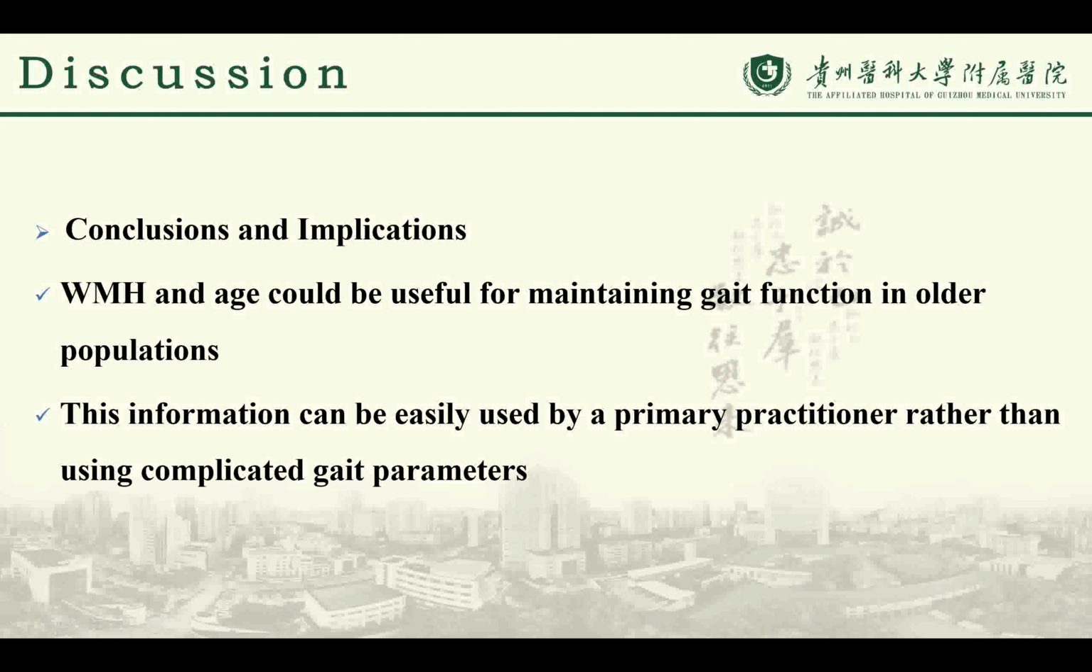From a clinical perspective, our observation suggests the importance of WMH and age. These factors could be useful for maintaining gait function in old populations. Multiple interventions to prevent the progression of WMH are needed in old people. If so, doctors and patients must stay alert to falls, disability, and even death. This information can be easily used by a primary practitioner rather than using complicated gait parameters.